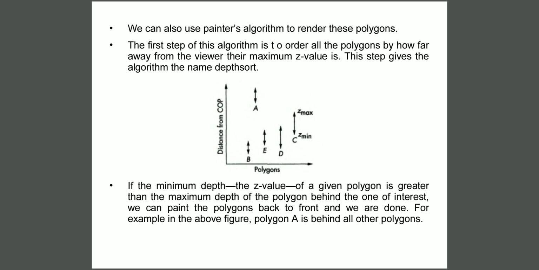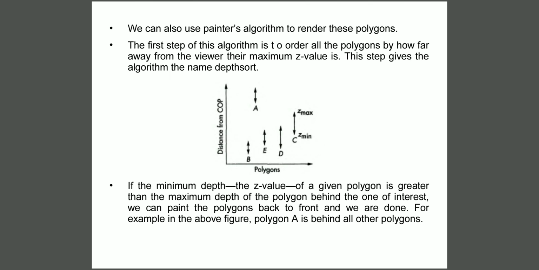The first step is we need to sort or arrange all the polygons in the increasing order of the z coordinate value. Because we sort the polygons by z coordinate value, the name given for this algorithm is also depth sort. Once we arrange all the polygons, the polygon which has the highest z coordinate value will get rendered first into a frame buffer, followed by the next lowest z coordinate value, and so on till the last one.